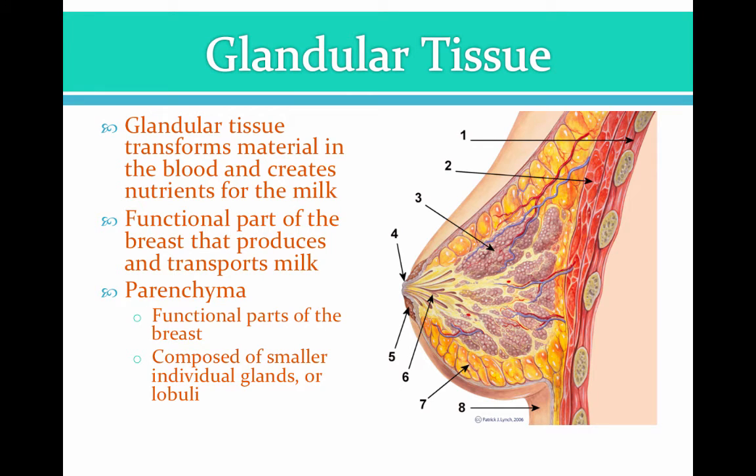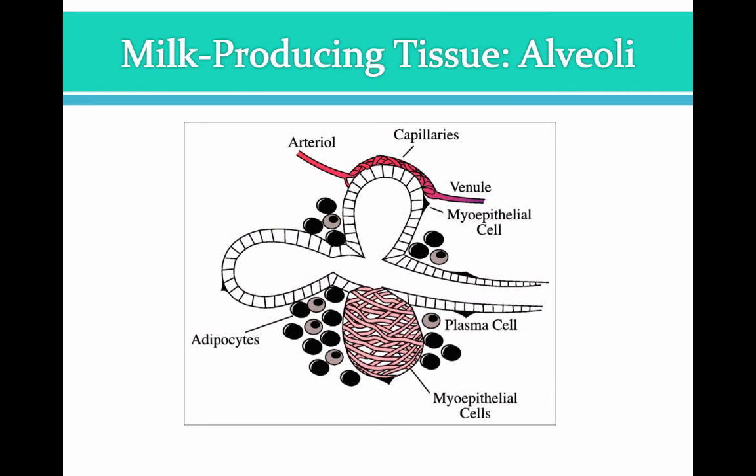Glandular tissue transforms material in the blood and creates nutrients for the milk. Glandular tissue is a functional part of the breast that produces and transports the milk. Parenchyma are the functional parts of the breast, which are composed of smaller individual glands or lobuli. The lobuli consist of milk-producing alveoli, which look like this, and the lobuli connect to a system of ducts that provide a passageway for the milk to flow out of the breast and to the infant.